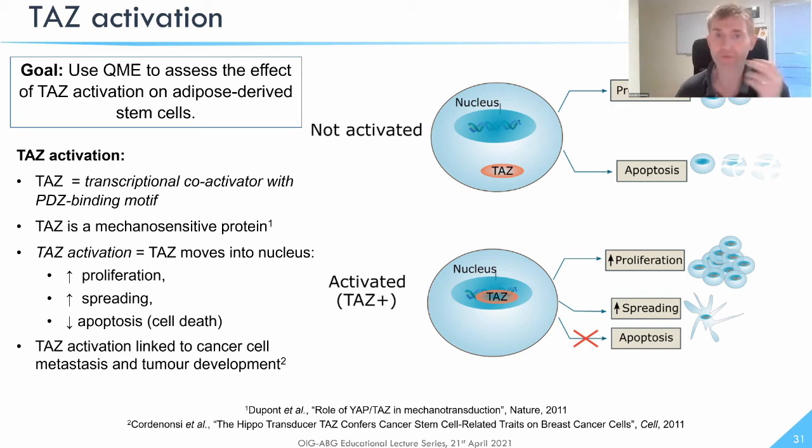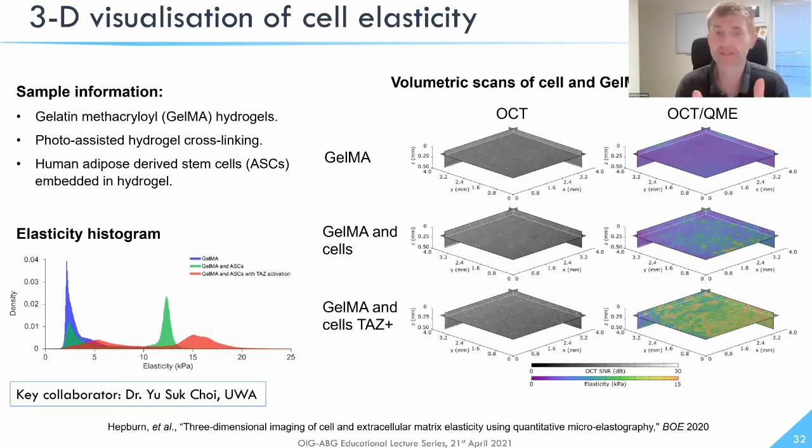So initially we encapsulated our cells in GelMA, and first of all looked at just GelMA hydrogels. Then we looked at the adipose-derived stem cells, unactivated and activated. As a baseline, we have in blue here the GelMA, where we see this peak at around 3 kilopascals. When we look at the adipose-derived stem cells, we see we've got this double peak, where we've now got the peak from the GelMA, but also the stem cells. With the TAZ activation, we see that there's not only an increase in the stiffness of the stem cells, but also a larger variation in the stiffness of individual cells.